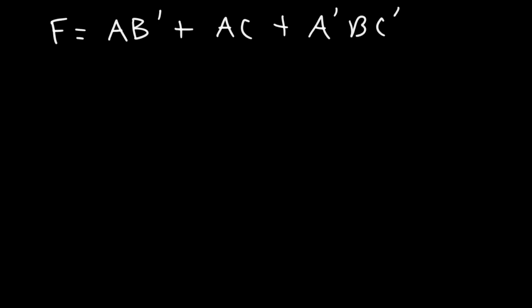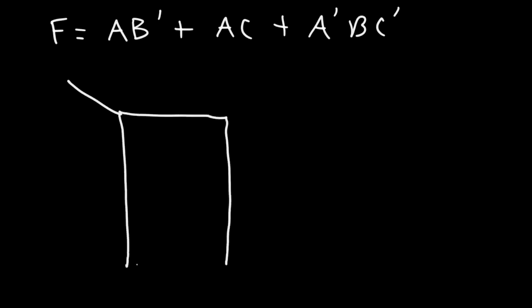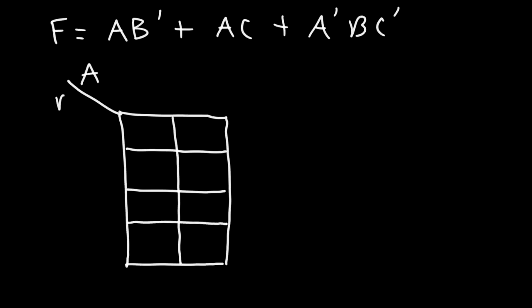Now let's try another example. So let's say the function is AB prime plus AC plus A prime BC prime. So let's create another 3-variable K-map, but in the vertical orientation. So we're going to have 2 columns and 4 rows. So we're going to put the letter A on top, BC below the diagonal line. So A can be 0 or 1, BC can be 0, 0, 0, 1, 1, 1, or 1, 0.